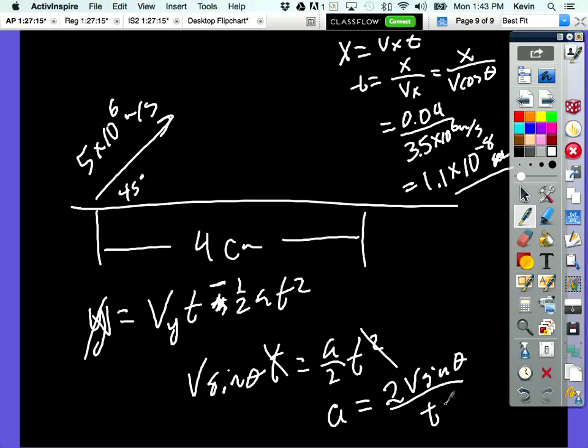So now, v sine theta, we saw that's already 3.5 times 10 to the 6th. So divide that by 1.1 times 10 to the minus 8. That becomes 7 divided by 1.1, we're going to get 7.5 or 8, close to 8 times 10 to the 14 or something. What do you get for the acceleration? That's a guess, but what?